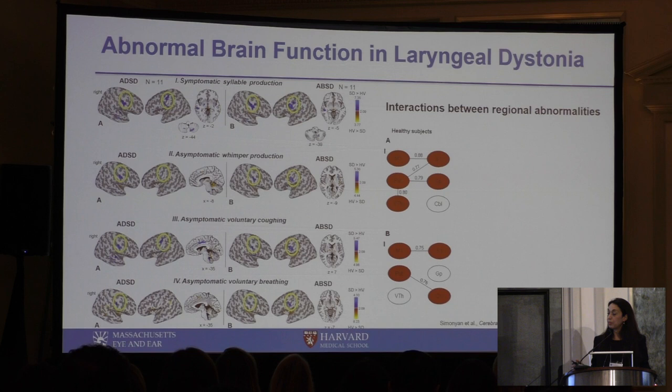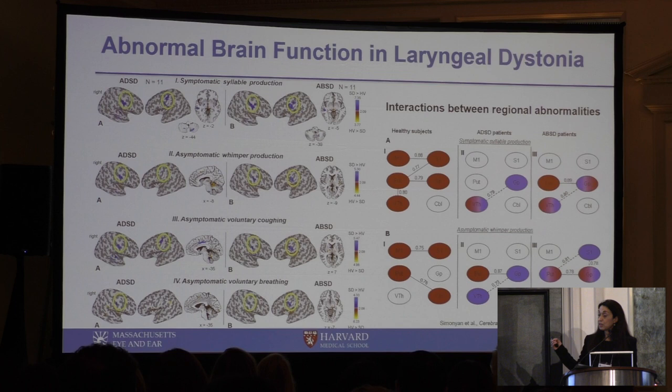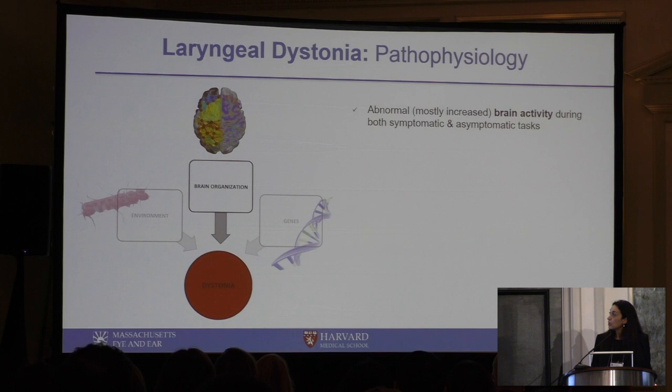When we looked into patients with both adductor and abductor forms, we noticed that this local network is quite abnormal in both forms. However, you can also see that adductor and abductor patients are somewhat different, which led us to think that there may be some phenotypically driven changes that occur in the brain of these patients. So the take-home message would be that there is abnormal, mostly increased brain activity during both symptomatic and asymptomatic tasks, and asymptomatic abnormalities may represent an endophenotypic trait.